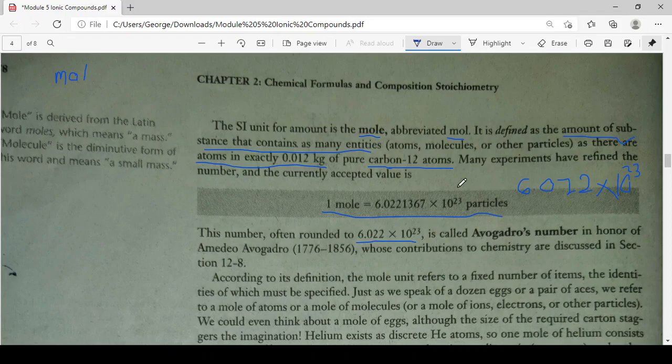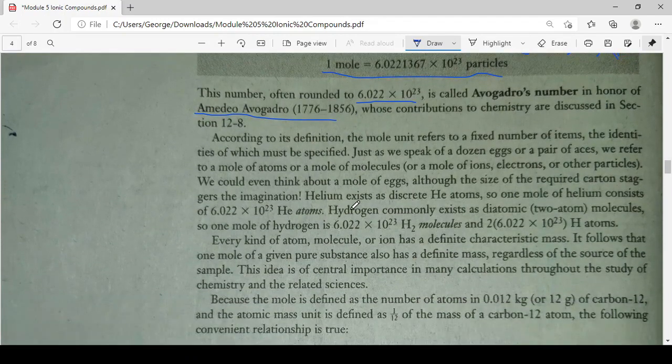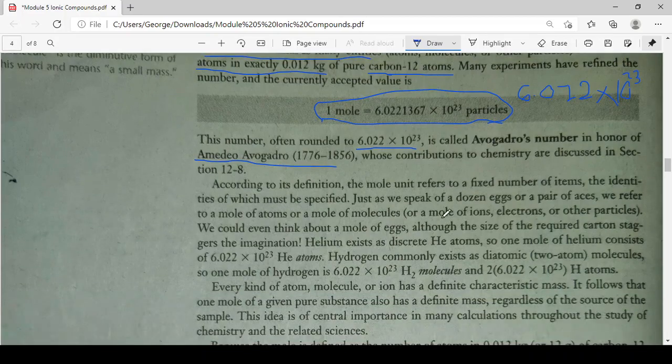So kids, amo ni siya ang inatawag natin nga Avogadro's number, in honor of Amedeo Avogadro, whose contributions to chemistry are discussed later. Kaya again, kids, ang nag-discover ni sa aton nga 6.022 times 10 raised to the power of 23, kids. So sino nag-discover ni? It is Amedeo Avogadro. According to its definition, the mole unit refers to a fixed number of items, and the identities of which must be specified.